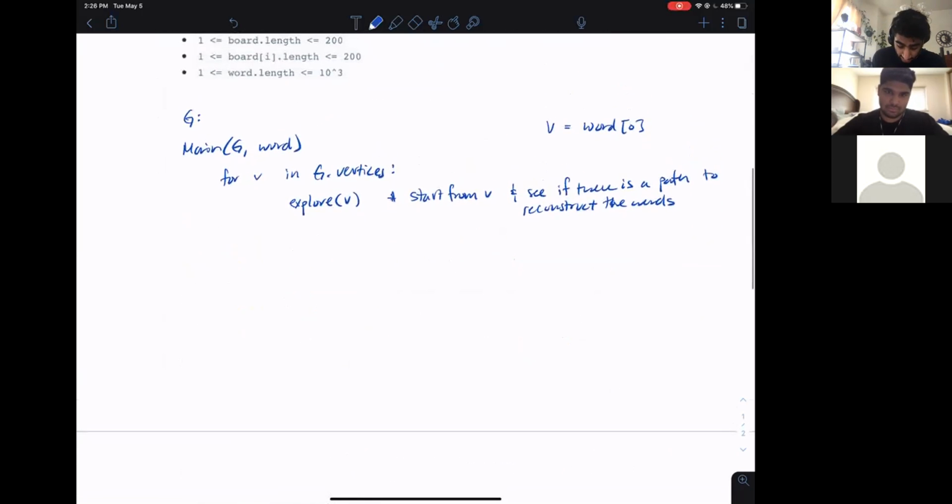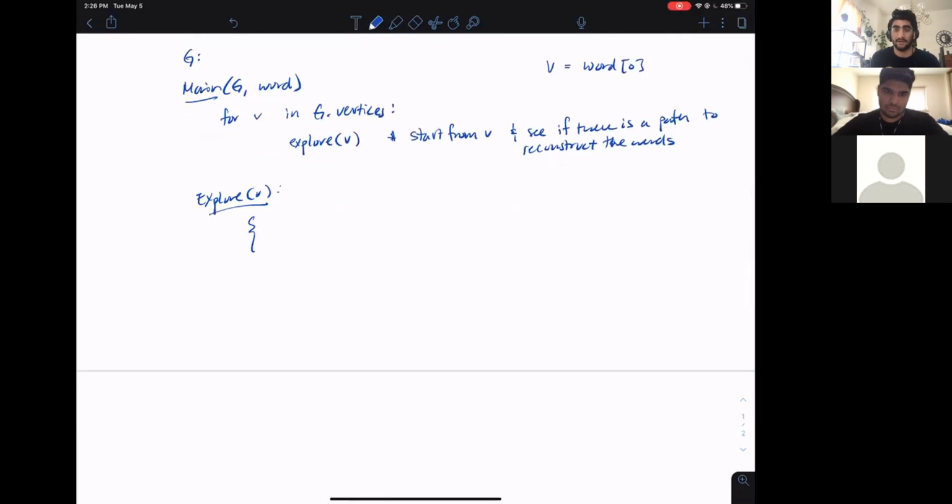And then again, at a higher level, I've written basically what my main function is going to do. It's just going to go through the entire matrix and try to see, starting from a particular node, can I construct the word? And when I'm inside of the explore subroutine, I'm going to do a couple of things. There are probably going to be some initial checks I want to do. For example, this condition we said over here, we want to check that this is actually true.